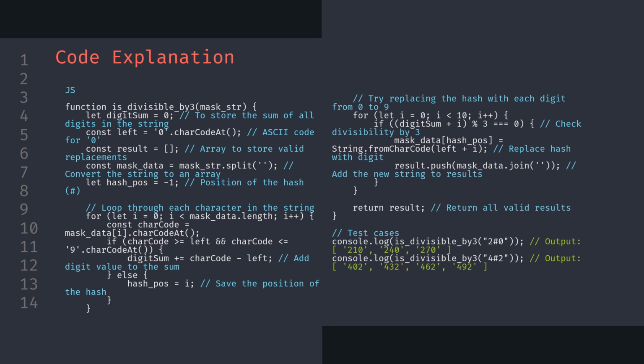The program starts by splitting the string into characters and calculating the sum of digits. It identifies the position of the hash and replaces it with digits from 0 to 9. If the resulting number is divisible by 3, it is added to the result array.